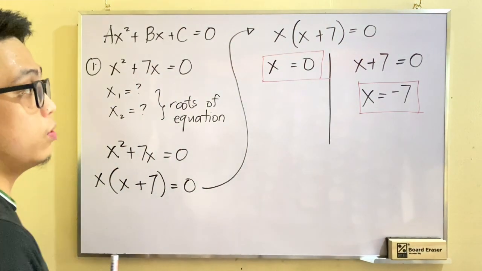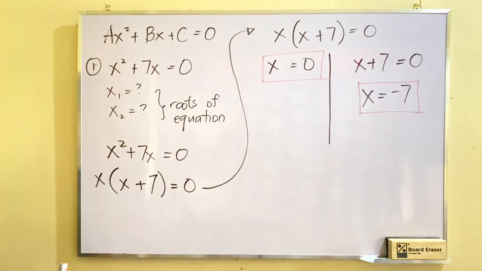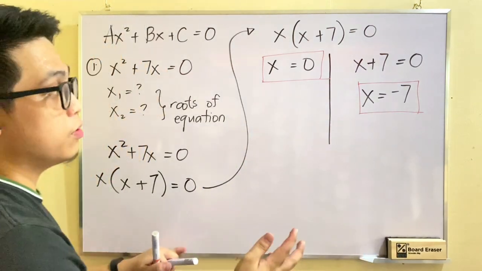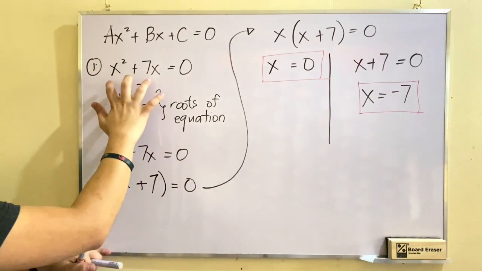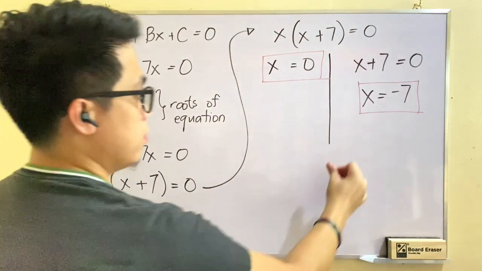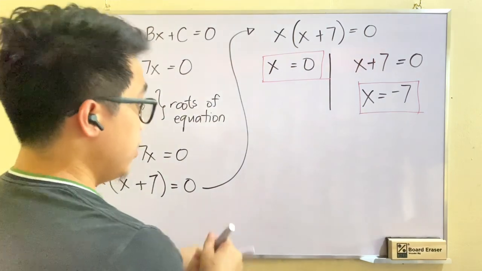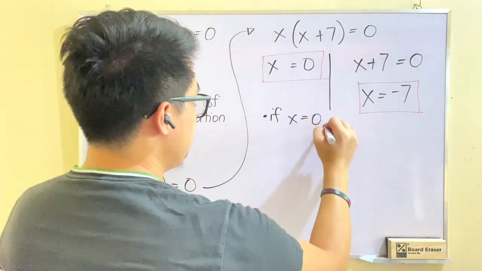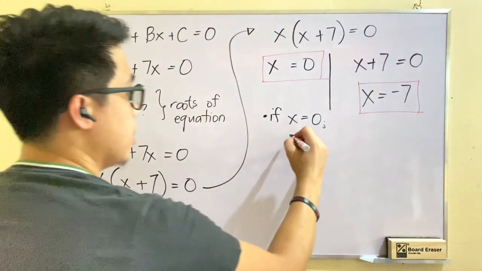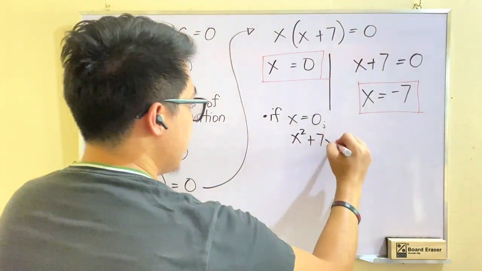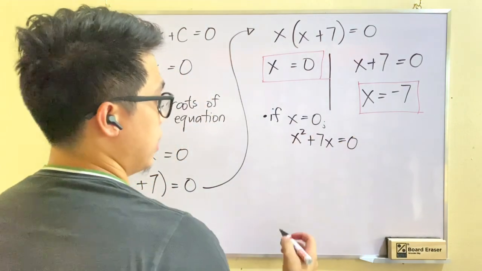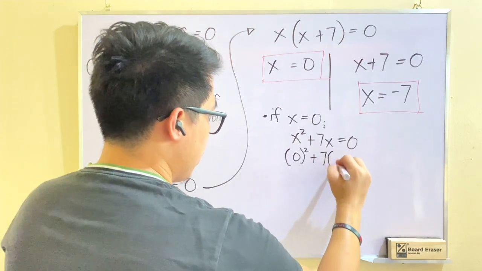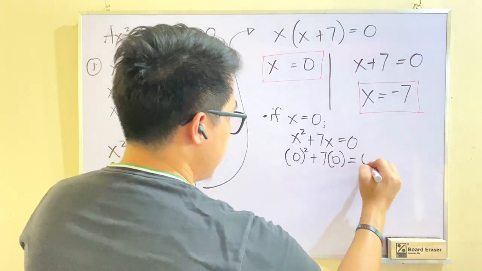Paano naman natin mapapatunayan or paano natin makukonfirm kung tama yung ating nakuhang values of x? Of course, kailangan nating i-substitute yung values of x sa ating given equation. So, halimbawa, if x is equal to 0, so substitute natin sa x squared plus 7x is equal to 0, substitute natin si 0. So, 0 squared plus 7 times 0 is equal to 0.